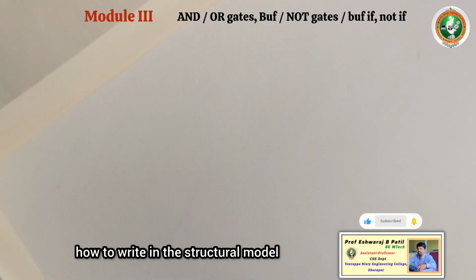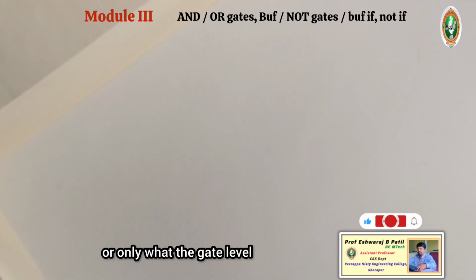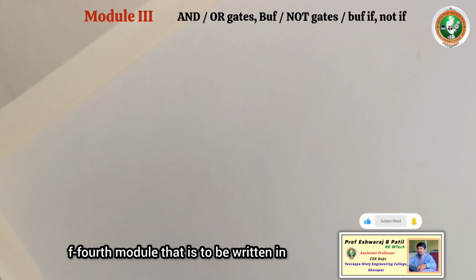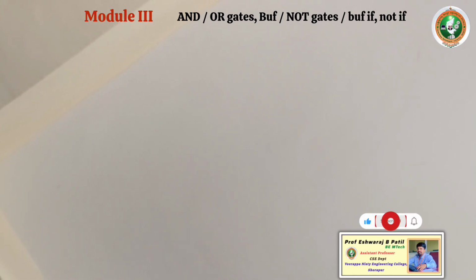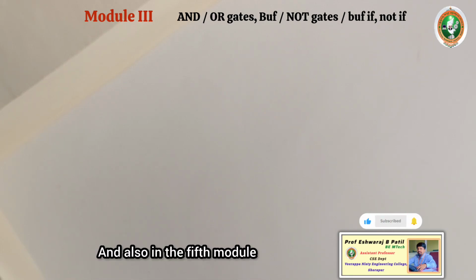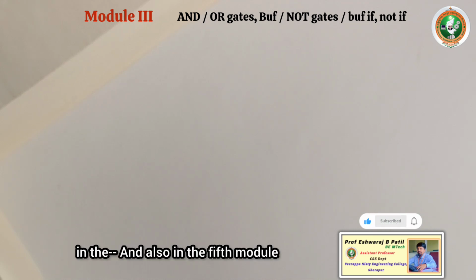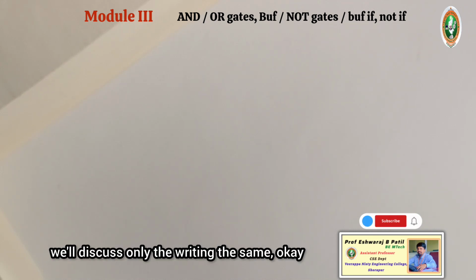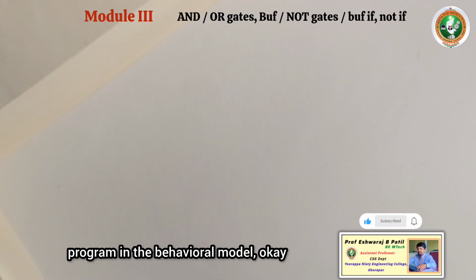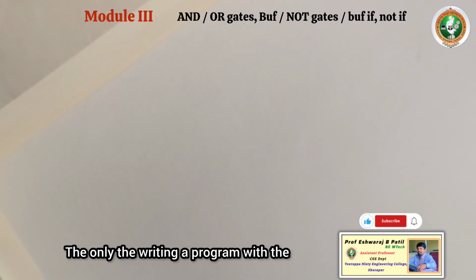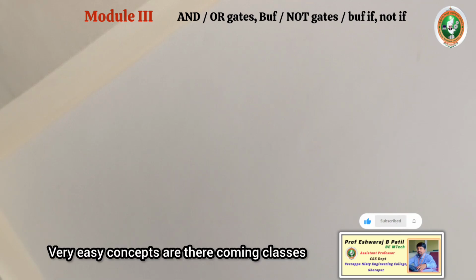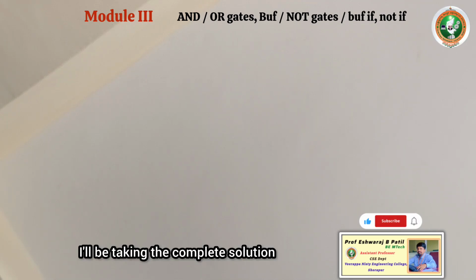We'll study how to write in the structural model, the gate level model. Similar topics are also in the fourth model, writing a Verilog program with the gate level model, and also in the fifth model. In the fifth model we will discuss writing the same programs, full adder, half adder, in the behavioral model, only with the help of basics. Very easy concepts are coming in the next classes, don't worry.